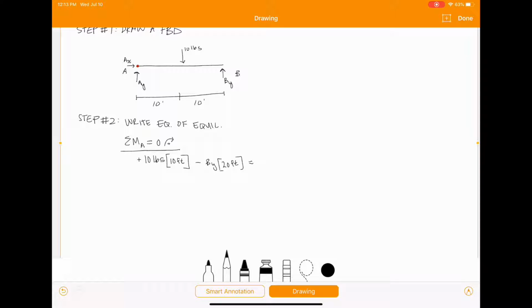So our sum of moments about A is going to equal 0. So now we have this equation. There's only one unknown in it, so we can solve for BY. So BY is going to be equal to 10 pounds times 10 feet divided by 20 feet.